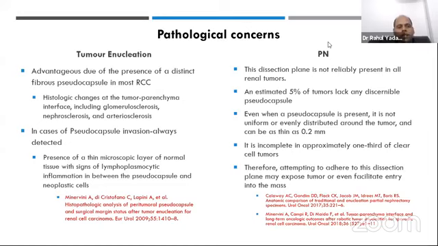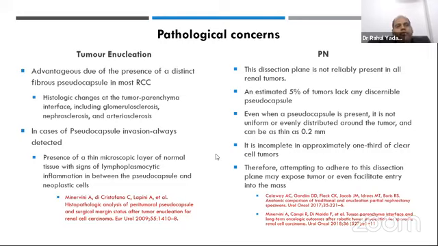Pathologies do have a concern. For tumor enucleation, the group advocates there is always a fibrous pseudocapsule in most RCC. There are histological changes at the tumor parenchymal interface, which may vary from sclerosis at any levels. Even in case of pseudocapsule invasion, there is a thin microscopic layer of normal tissue with signs of lymphoplasmocytic inflammation in between the pseudocapsule and neoplastic cells. So even if there is a breach of pseudocapsule, the chances of positive margins are less. This is what a tumor enucleation is.